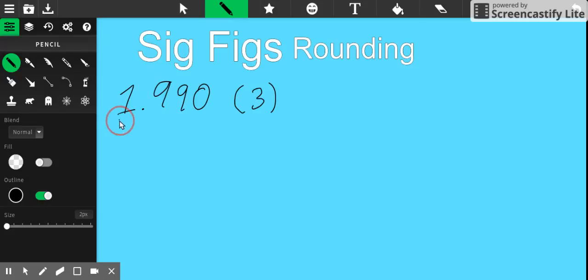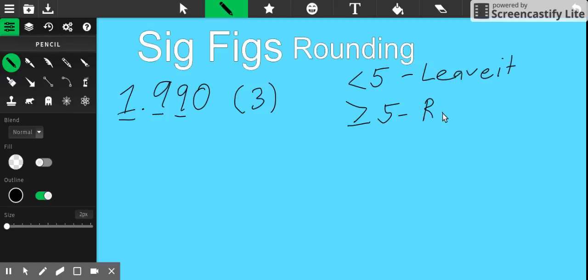First, you find your first 3 sig figs. 1, 2, 3. And then you look at the next number, regardless of significance. In this case, it's a 0. Now think way back to elementary school and your rounding rules. It's a 0. So less than 5, leave it. Greater than or equal to 5, raise it. So here we have a 0. 0 is less than 5. Leave it alone. So this 9 stays alone. 3 sig figs, 1.99.